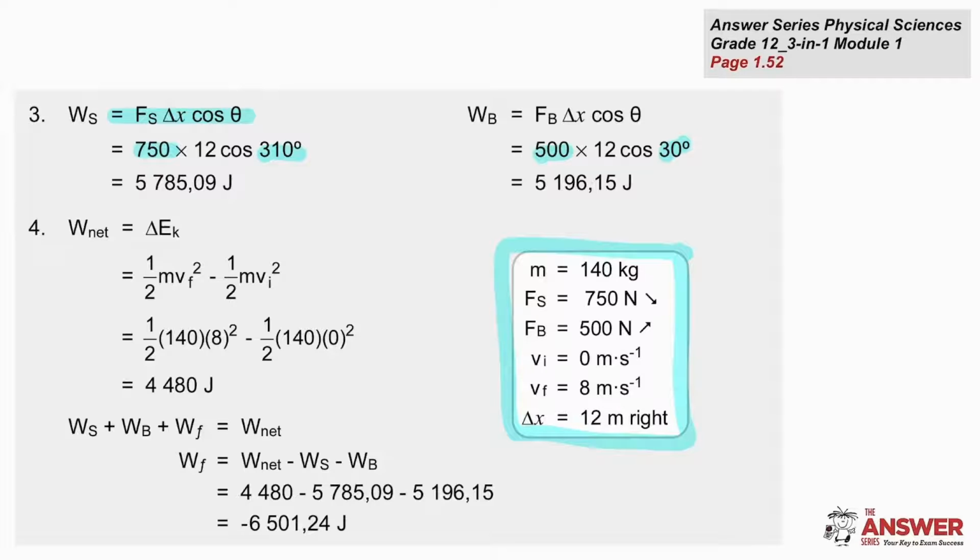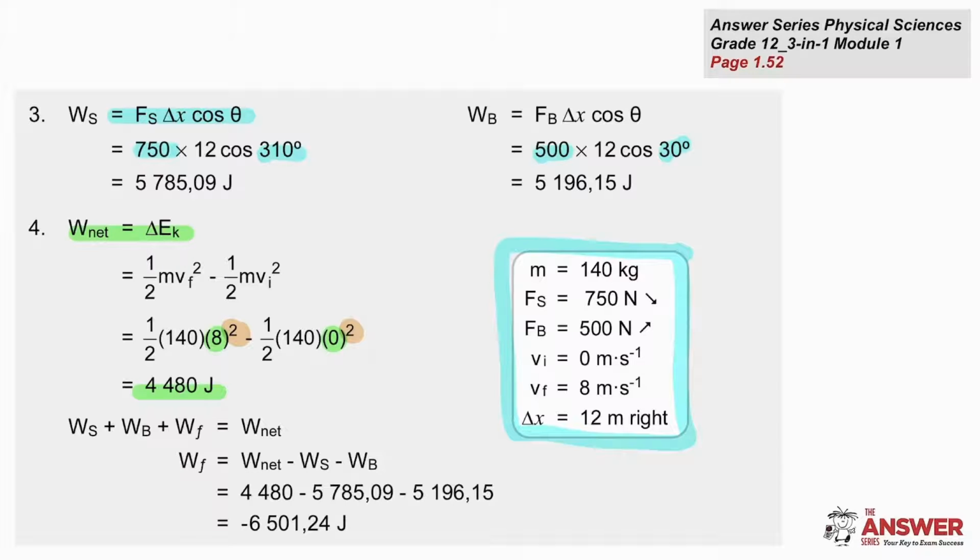For part 4, we use the work energy equation. The initial and final velocities are substituted to get a net work of 4,480 joules. Be careful to remember to square the velocities.